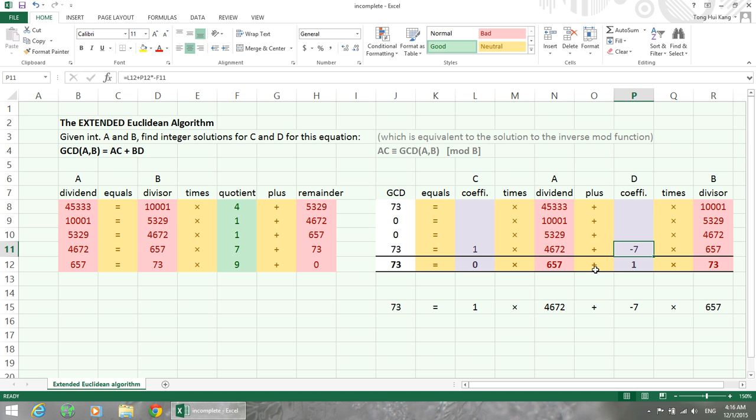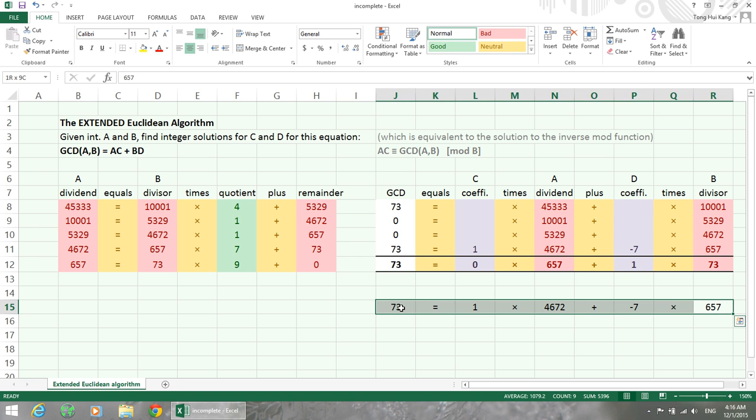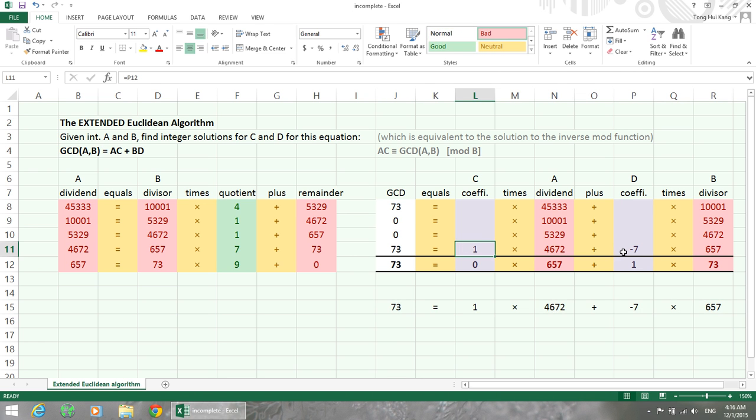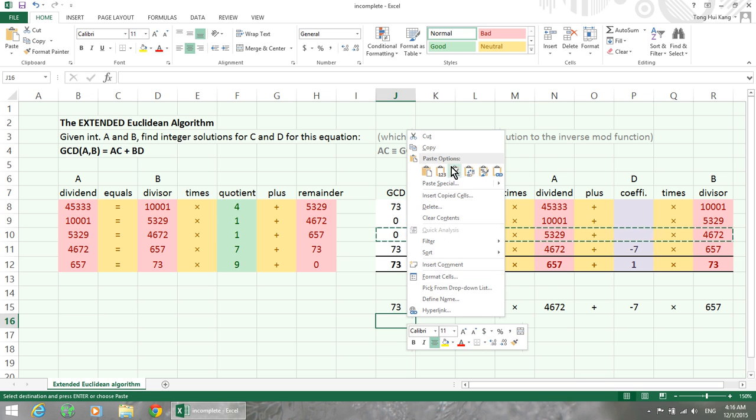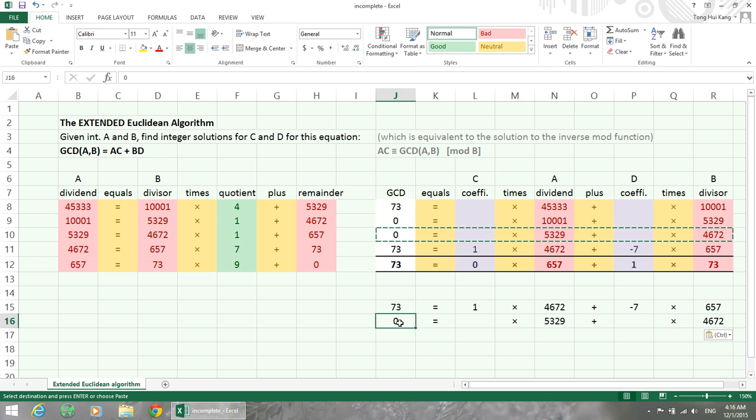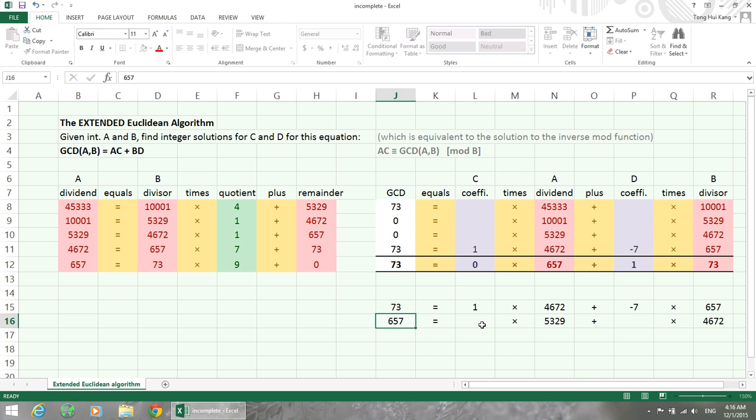Okay, looks like we reproduce the same line, but although it looks the same, it is actually different because we express it in terms of the previous line. So to show that this really works, we produce the next line. In the margins again, we express 657 in terms of the previous two remainders.